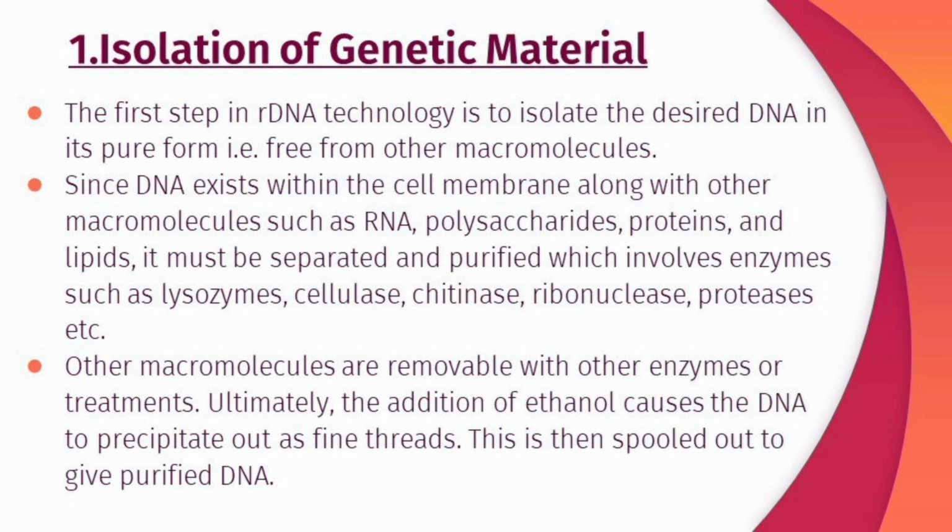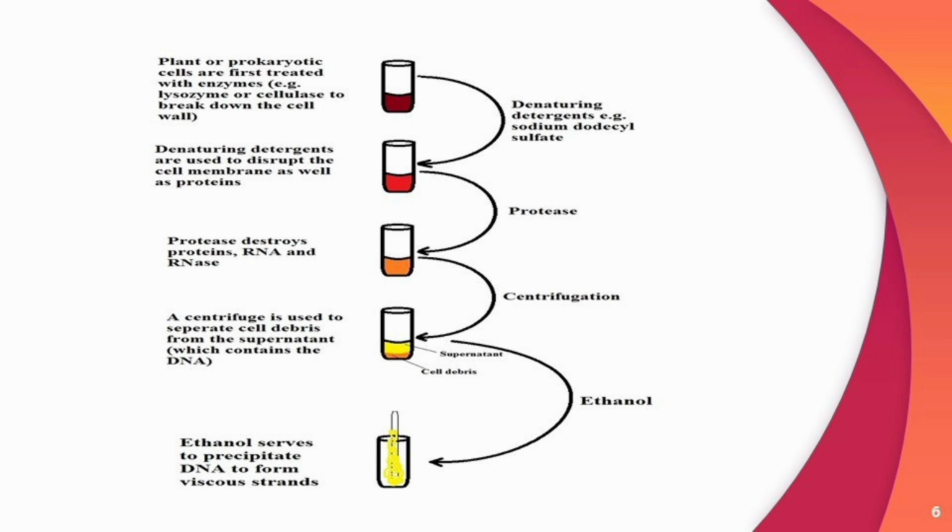Ultimately, addition of ethanol causes the DNA to precipitate off as fine threads. This is then spooled out to give purified DNA. For example, plant or prokaryotic cells are first treated with enzymes, for example lysozyme or cellulase, to break down the cell wall. Denaturing detergents such as SDS are added to the test tube. Denaturing detergents are used to disturb the cell membrane as well as proteins.